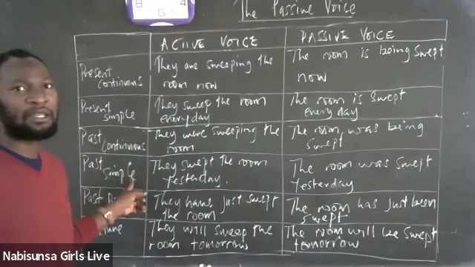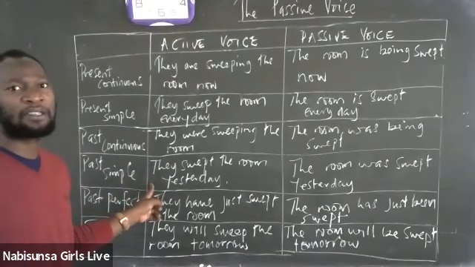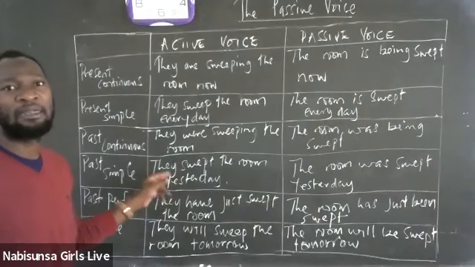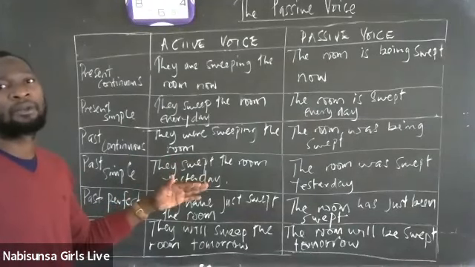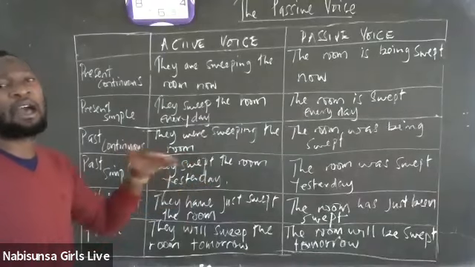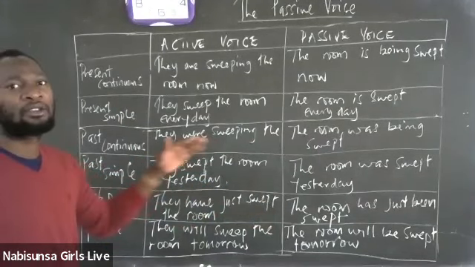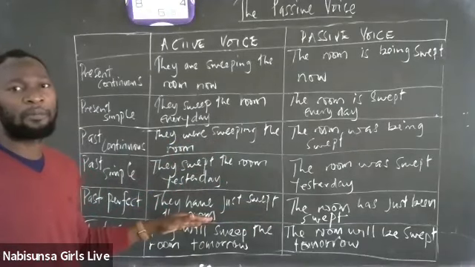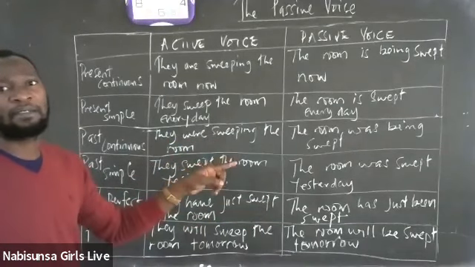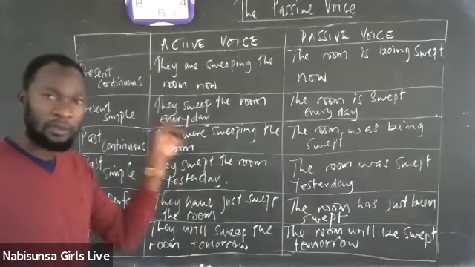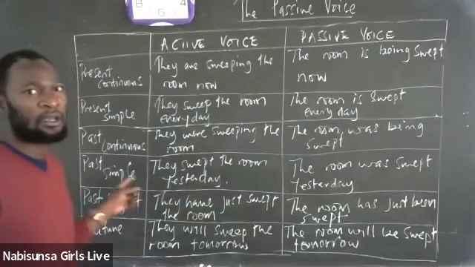In the past simple tense, we have our active voice as they swept the room. Past simple. They swept the room. Okay? We're talking about an action that happened in the past. So we say they swept the room. So our passive voice is going to be the room was swept.